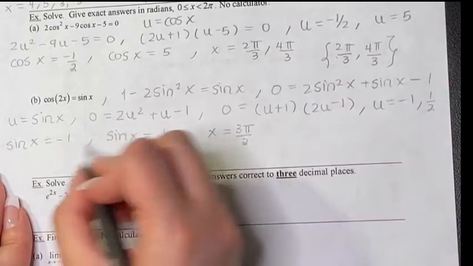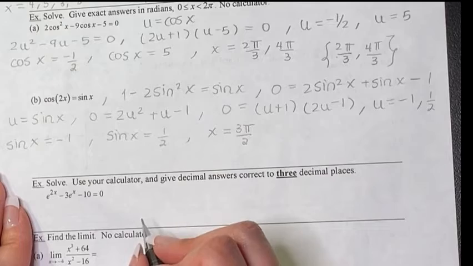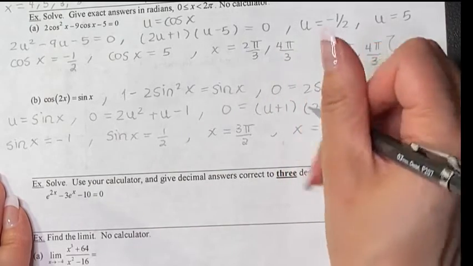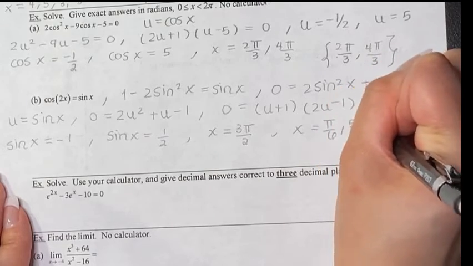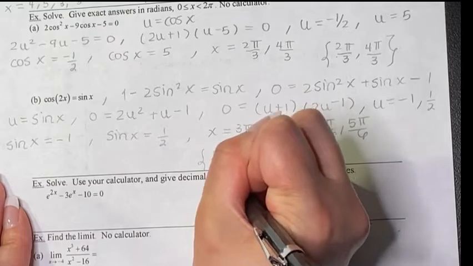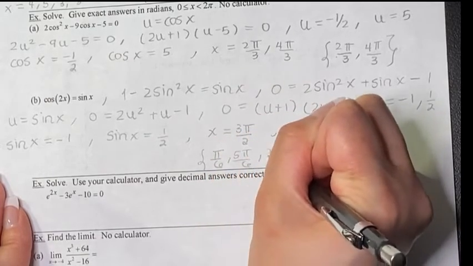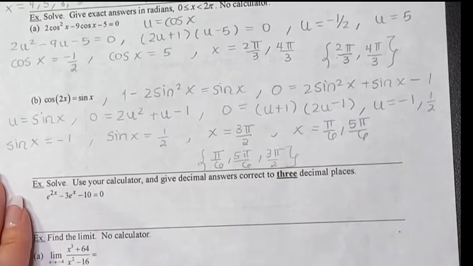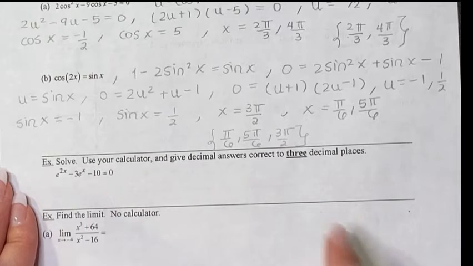That's a really nice number. And then you know that sine of x equals 1/2 is also part of your beautiful unit circle, and that's going to be pi over 6, 5 pi over 6. Therefore, your solutions are pi over 6, 5 pi over 6, 3 pi over 2. Those are your solutions. Let's go to another one that's pretty similar, this one.